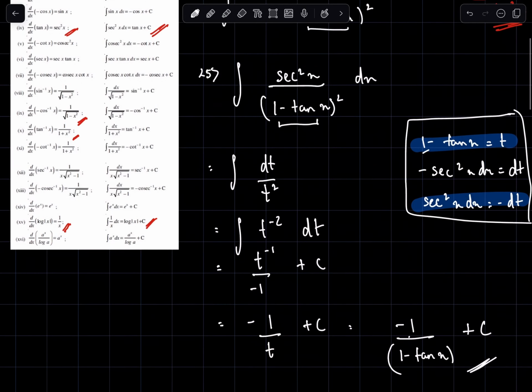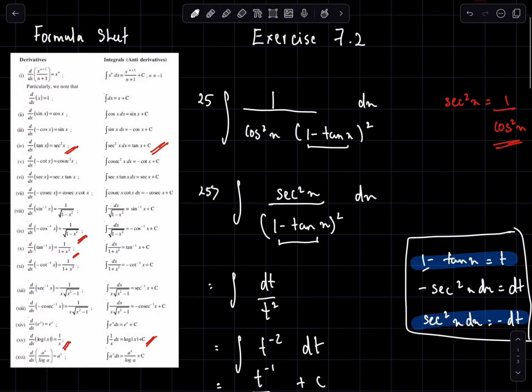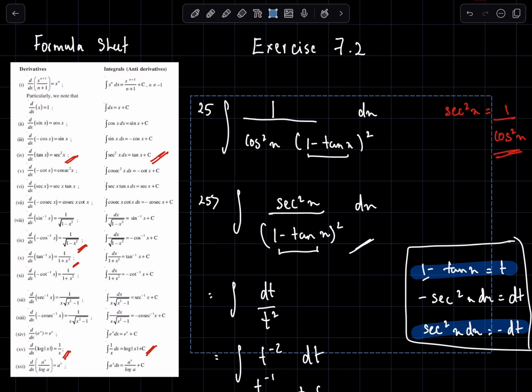That's it. Very simple. I think this was the only tricky part. Other than that, everything is substitutable. Okay, moving on to the next question.